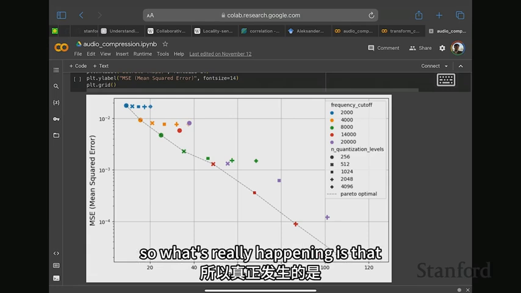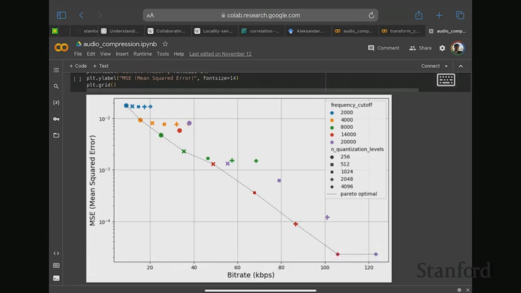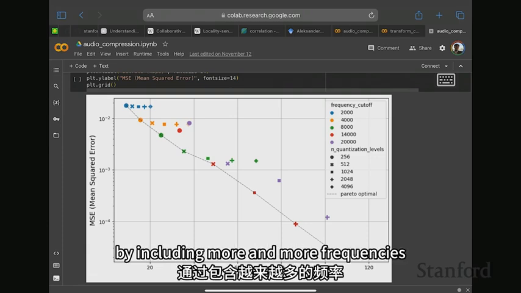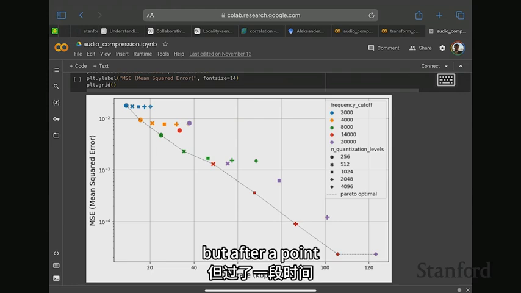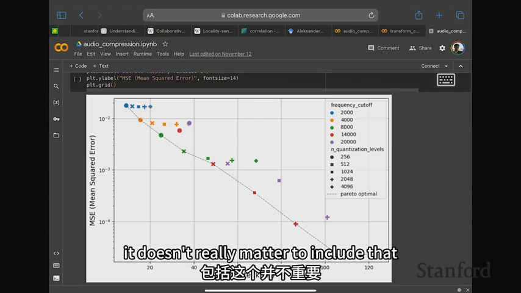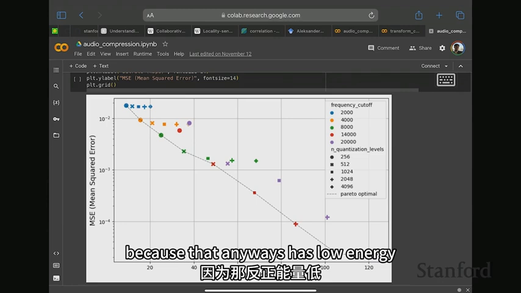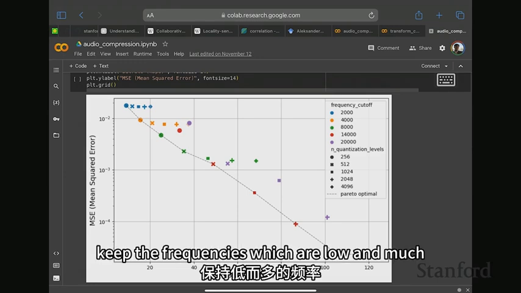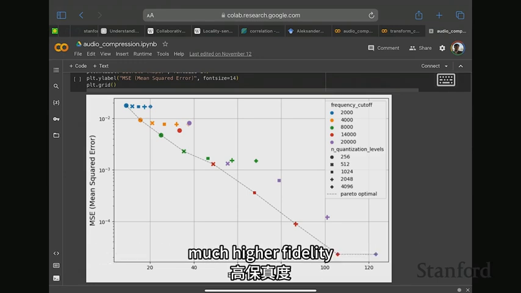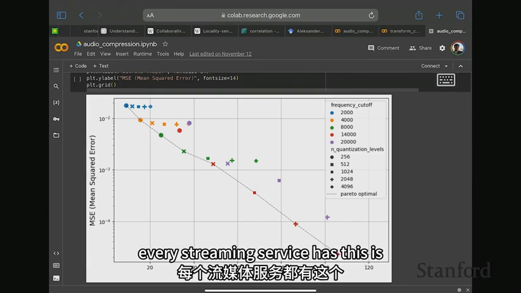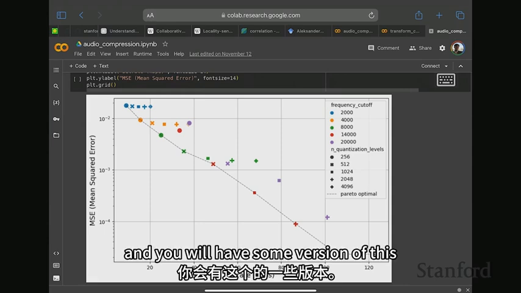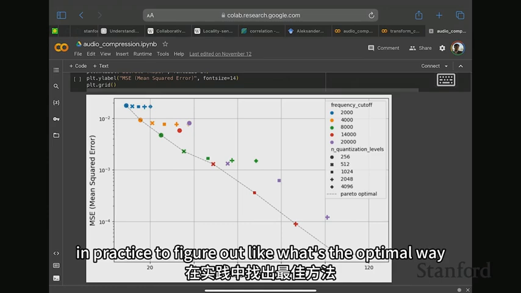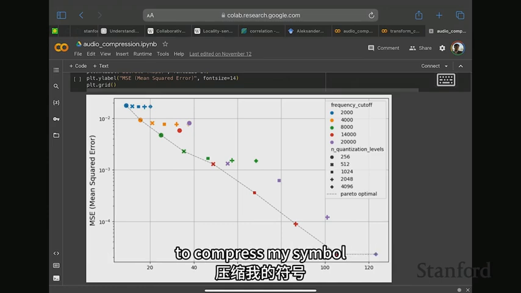So what's really happening is that at extremely low rate, you are benefiting by including more and more frequencies. But after a point, it doesn't really matter to include more frequencies because they anyway have low energy. You can just throw them away. Rather, keep the frequencies which have high energy at much, much higher fidelity. Every streaming service has these, called encoding tables. And you will have some version of this, people playing with these knobs in practice to figure out the optimal way to compress my signal.